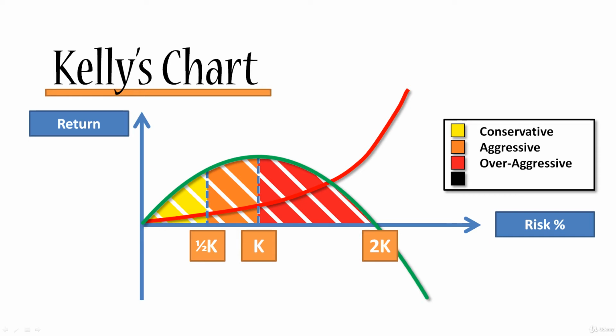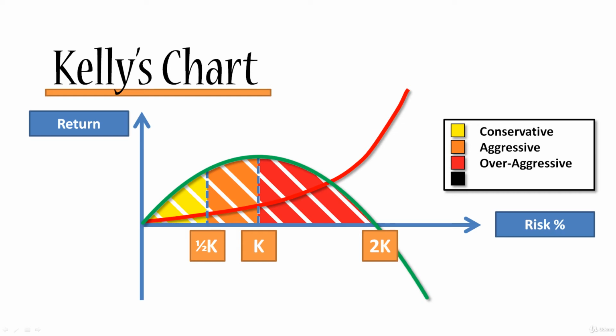As you can see, the return, the green line here, goes up towards the Kelly and then drops off. That means that wherever you pick a point between Kelly and 2 Kelly, there will be a matching point between 0 and Kelly that will give you exactly the same return with lower risk.